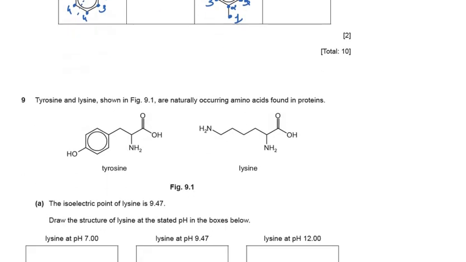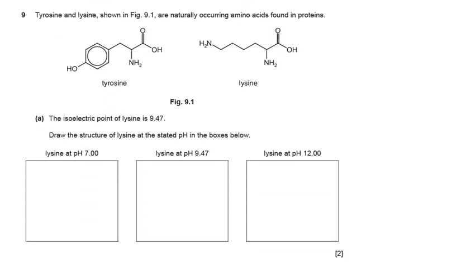Let's go ahead with question 9 here. Now this question seems to be related to amino acids because here it says tyrosine and lysine are shown in figure 9.1. These are naturally occurring amino acids found in proteins. You can see the structure of tyrosine and lysine. Now let's go ahead with question A.